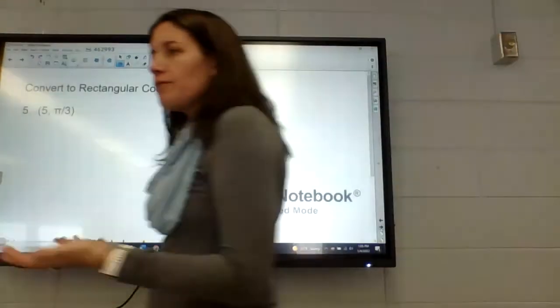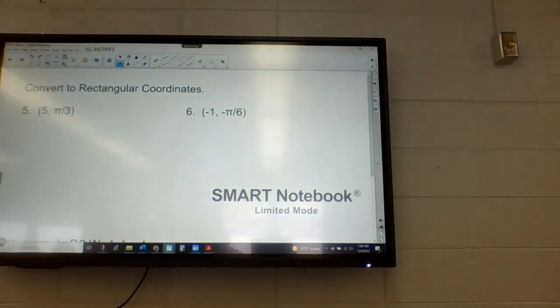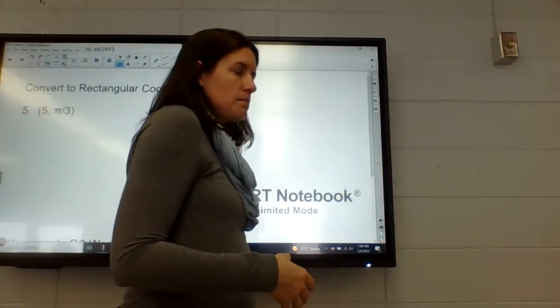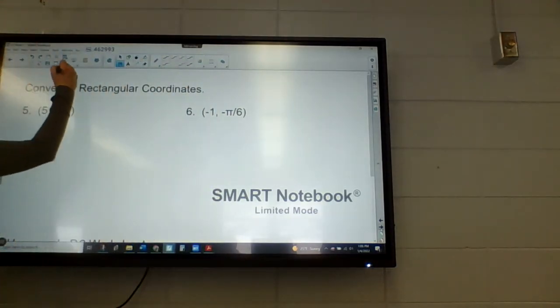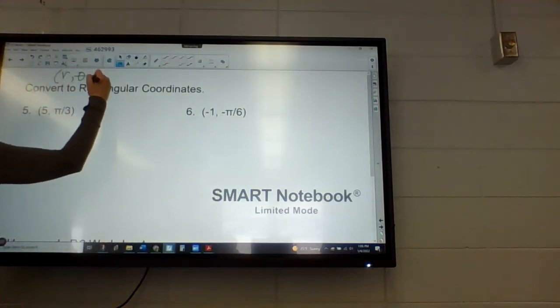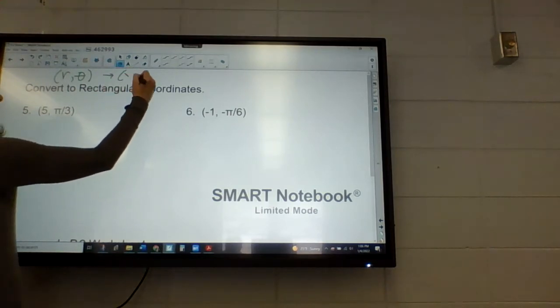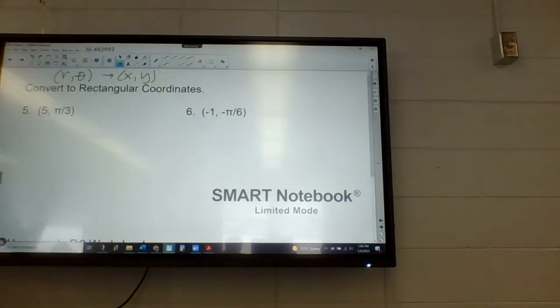I do want to talk about converting polar coordinates to rectangular when we're talking about radians. So we're going from r theta to xy. If you want to take out your notes from yesterday on that, we have our rules on how to do that conversion.